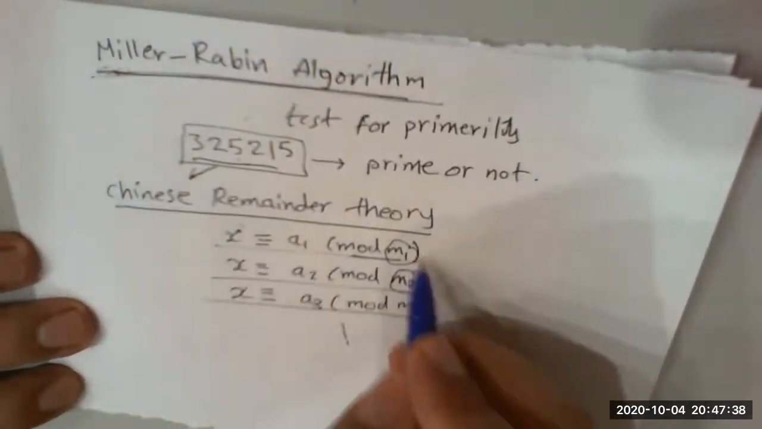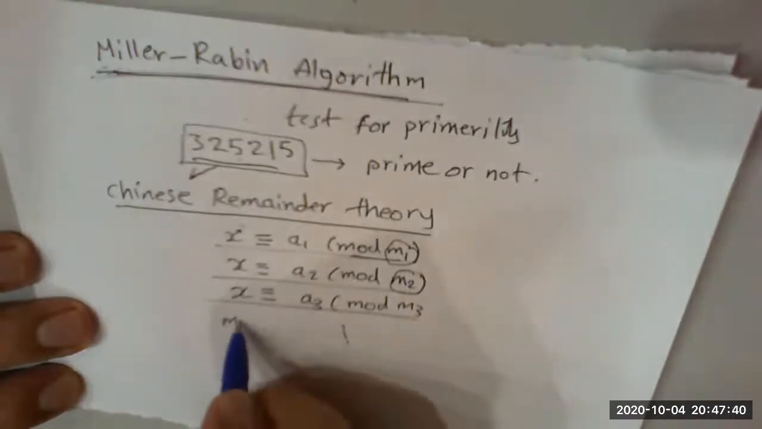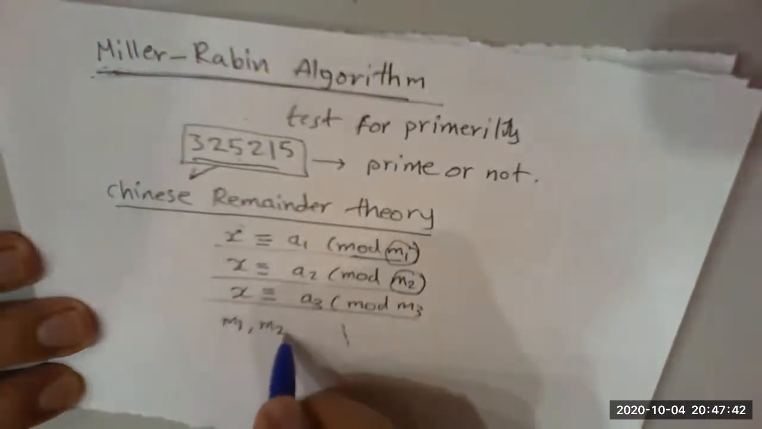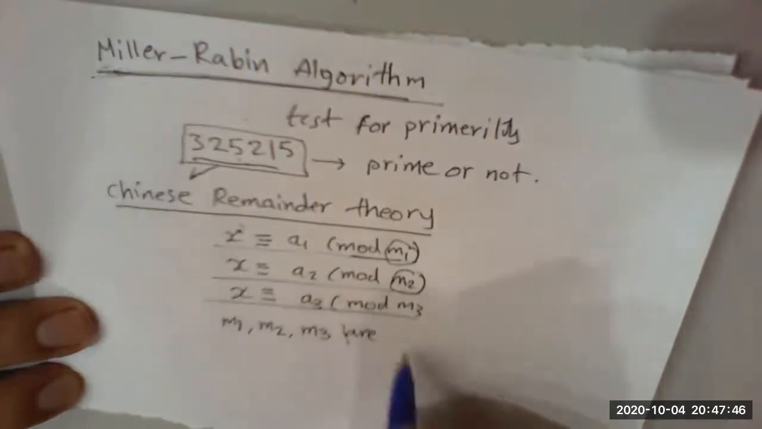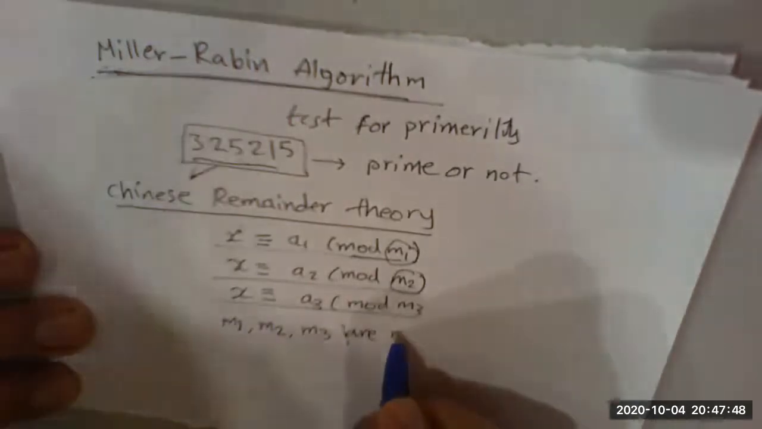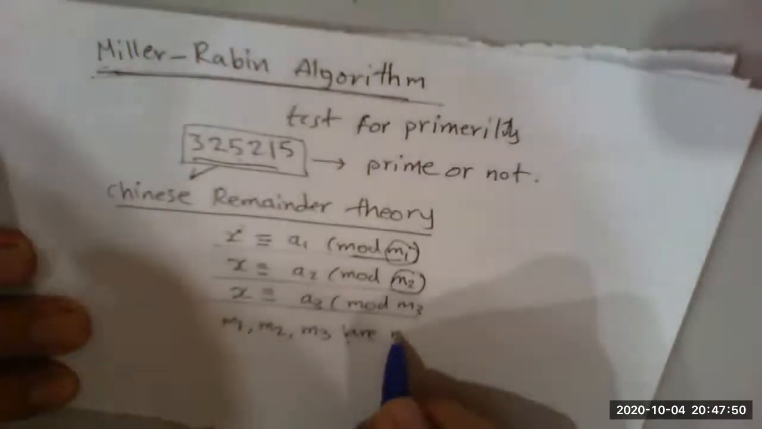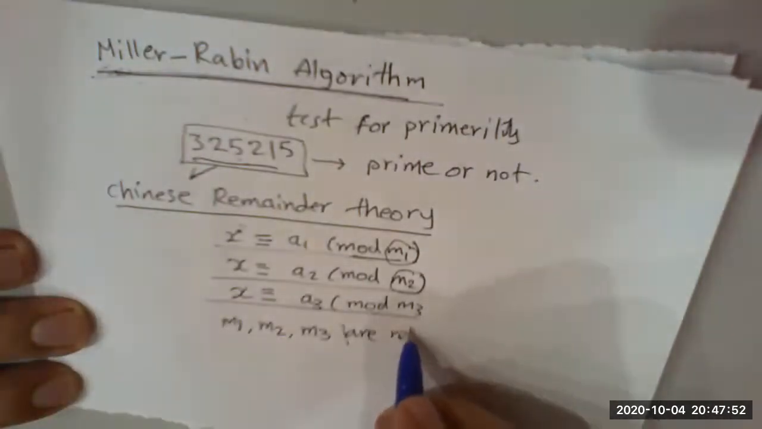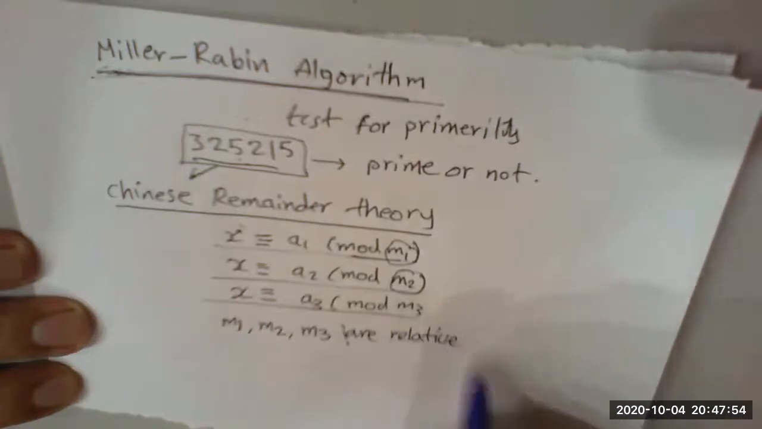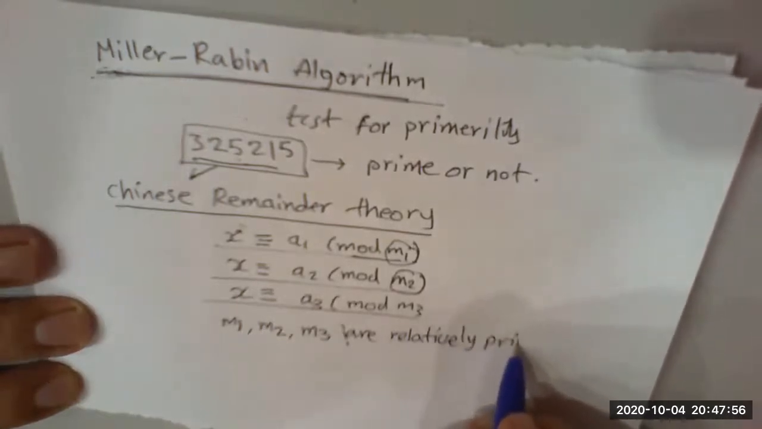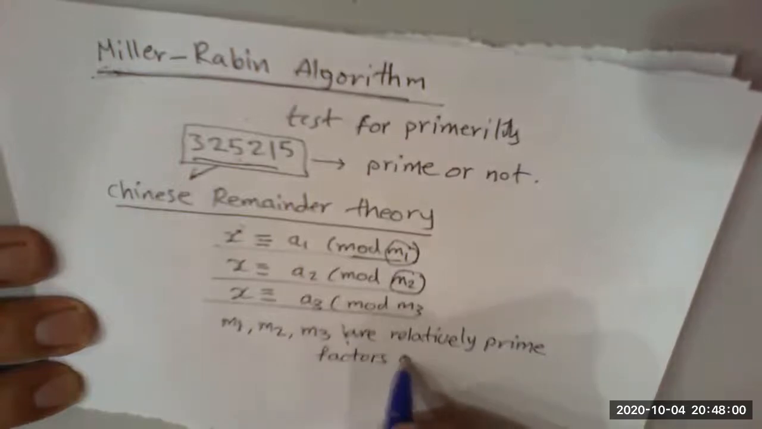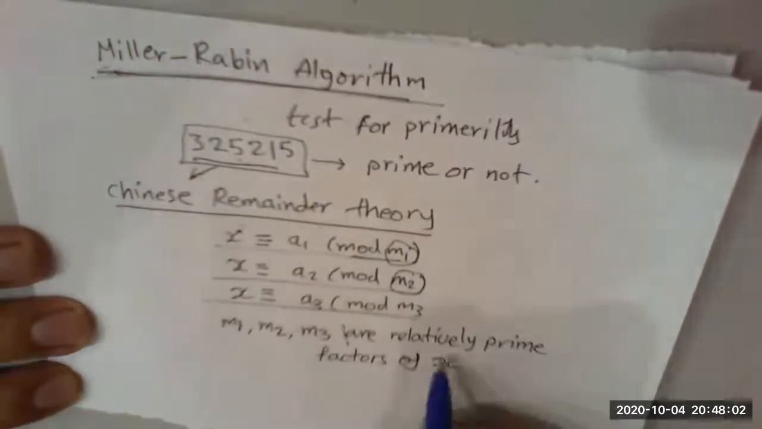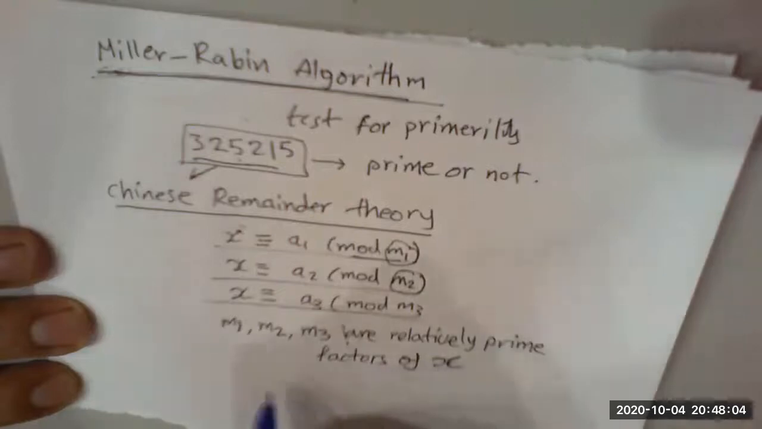These m1, m2, m3 are relatively prime factors of x. Okay, the relatively prime factors of x.